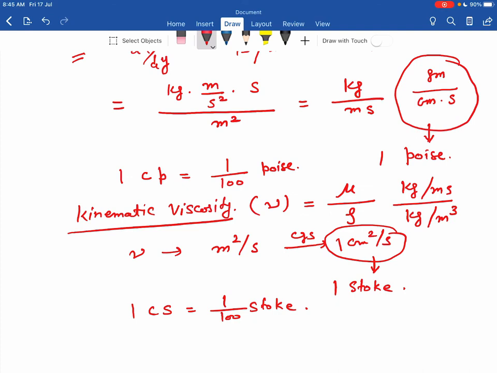So these are some properties of fluids. We have 2 or 3 more properties that we will discuss in the next class. Okay, thank you.